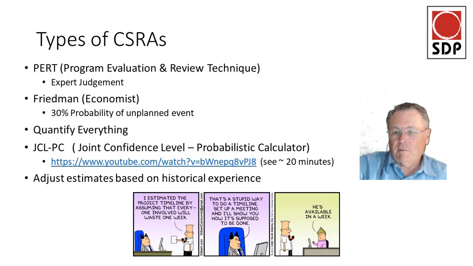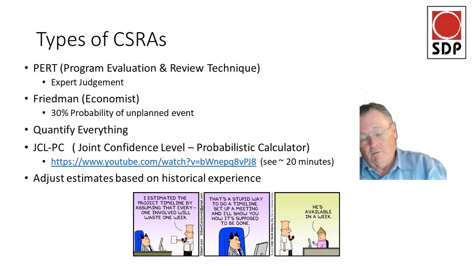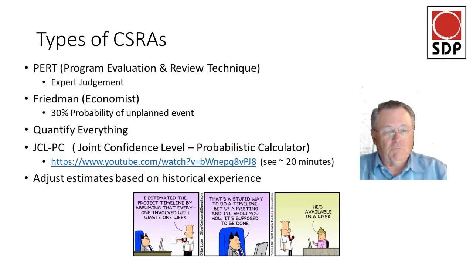And then there's something called quantify everything. And then there's this JCL, Joint Confidence Level probabilistic calculator, at least that's the way I saw it. And Quentin will talk quite a bit about that, and I think that's great. This website, I'll send you this later, but about 20 minutes into this video, it starts to get good stuff. And then the other thought is just to adjust estimates based on some historical experience.